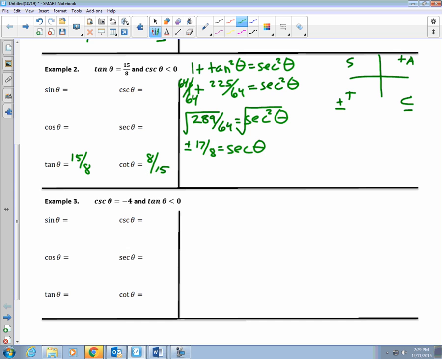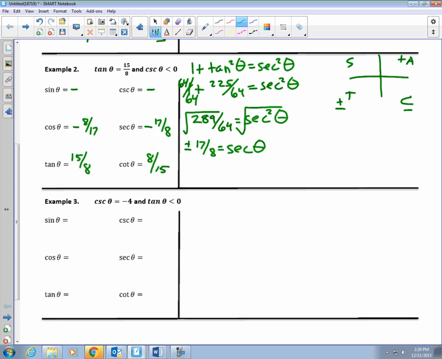So we know it is in the third quadrant. Is tangent positive or negative? How about cosine and secant? How about sine and cosecant? Negative. Yep. So we've already decided our signs. We know those now. So secant will be negative 17/8, we decided, and cosine will be 8/17. Very good, Mitzi. Now we know cosine is negative 8/17.